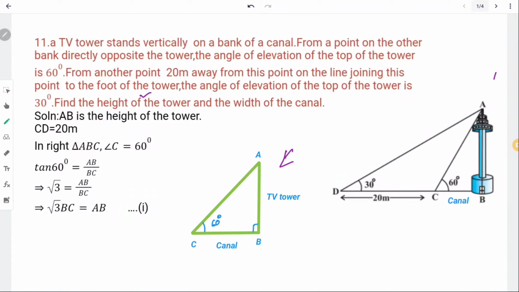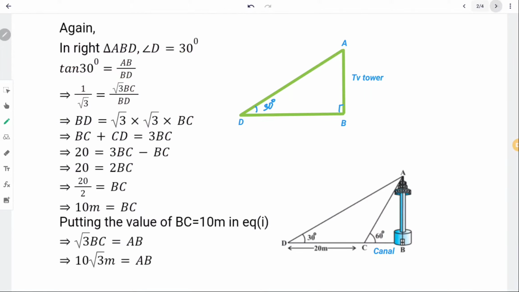Then tan of 60 degrees, it'll be perpendicular by base, right? So write it down. Then tan 60, what is the value? Root over 3. From here we'll try to find AB. So AB, then this BC will go up, so we're going to have root over 3 times BC. Once again, remember, we don't know both. So from this smaller right triangle, AB equals root over 3 times BC. Now let's go to the bigger right triangle.